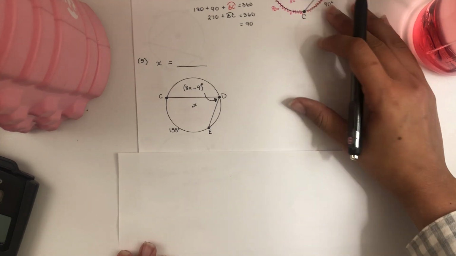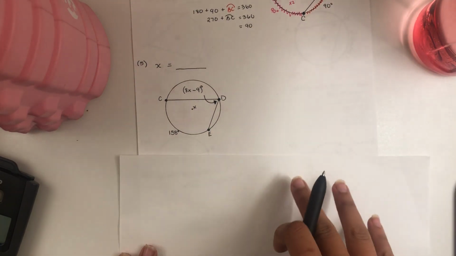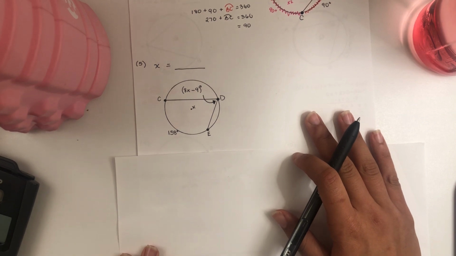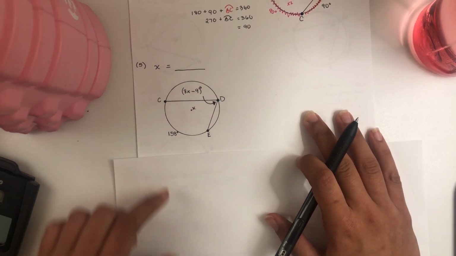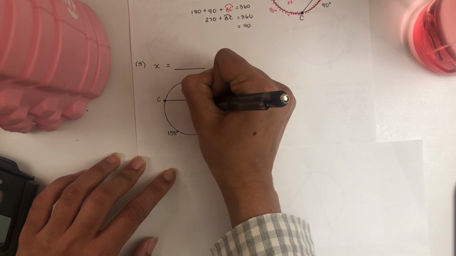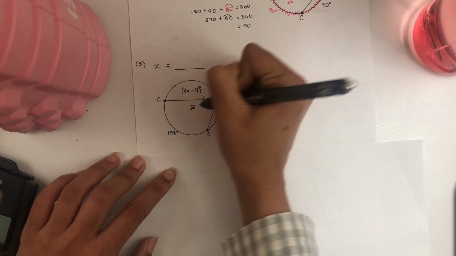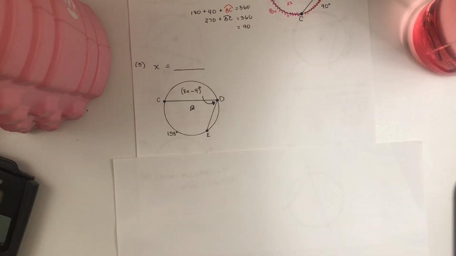Number 5. We're only going through 2 more problems together, just by the way. All right, so number 5, we have to solve for x. So pause the video, get this problem down. Okay.